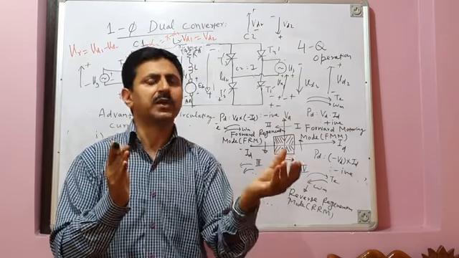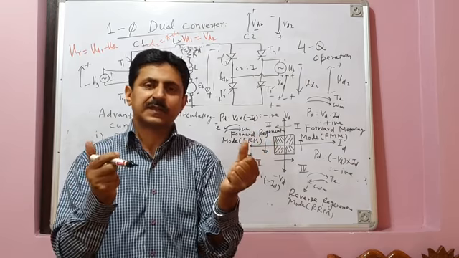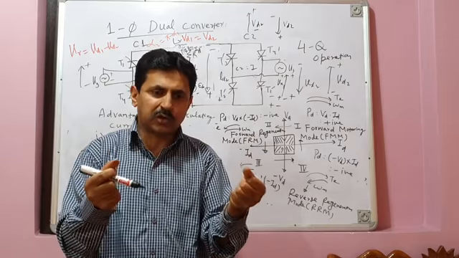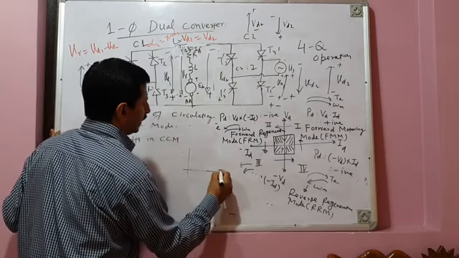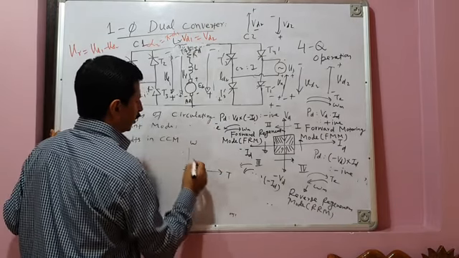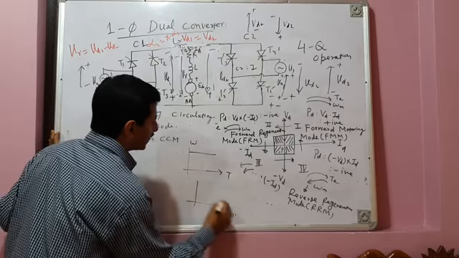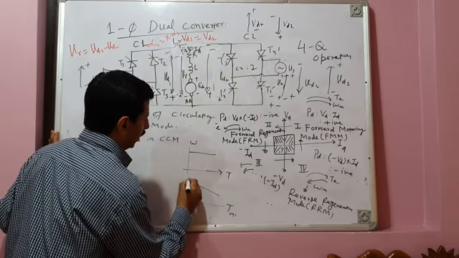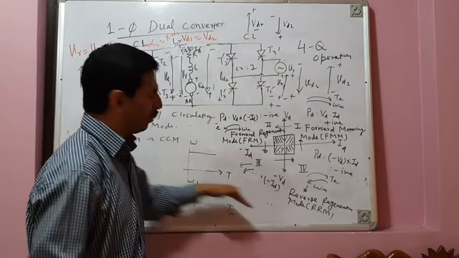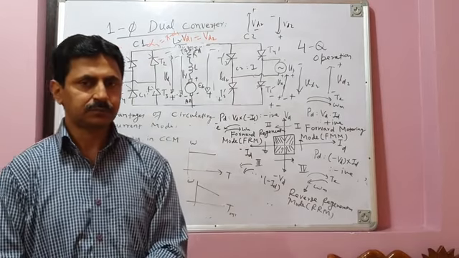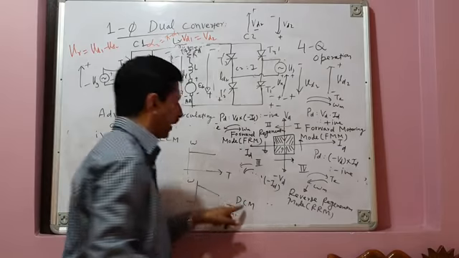And when the same motor is operating in discontinuous conduction mode of operation, torque-speed characteristics suffer. I mean, what should be the torque-speed characteristic? This is torque, this is speed. Torque-speed characteristic of a separately excited DC motor should be like this. But in discontinuous conduction mode of operation, it droops. I mean, from no load to full load, the drop in speed is very, very large. This happens in discontinuous conduction mode of operation. So armature current is discontinuous.